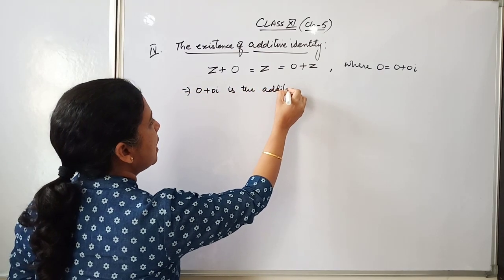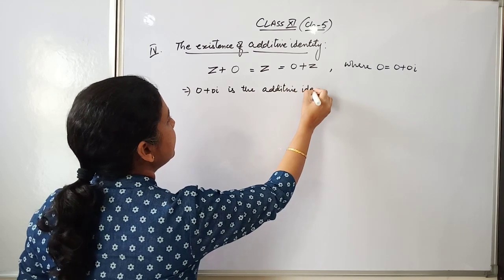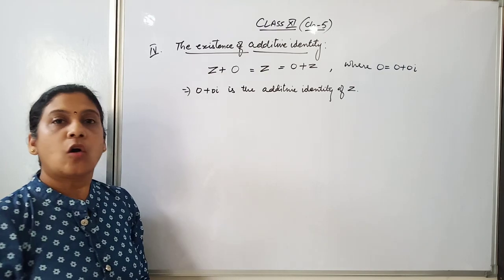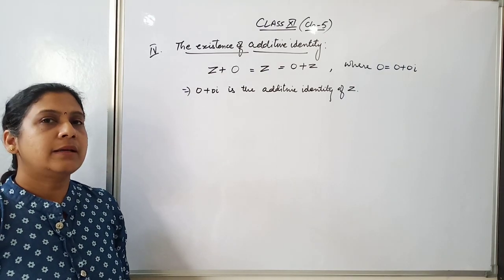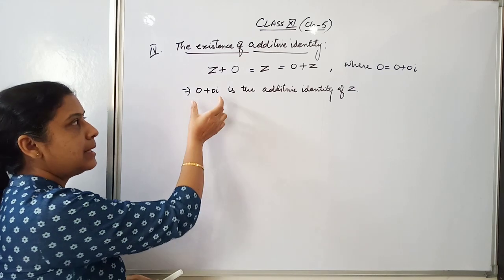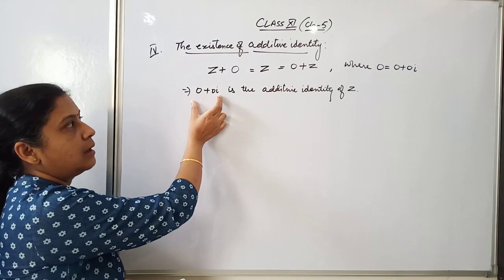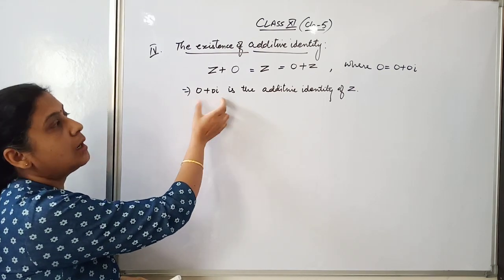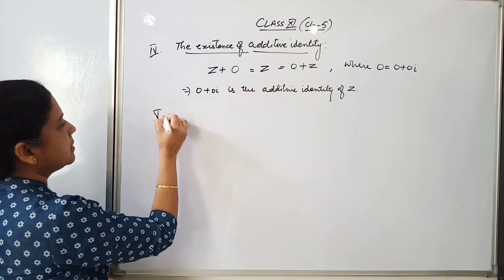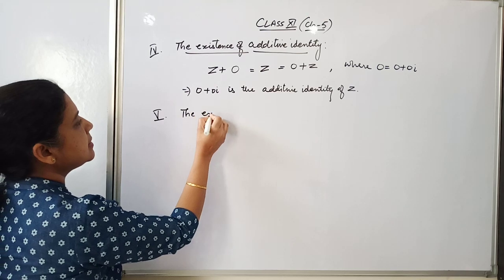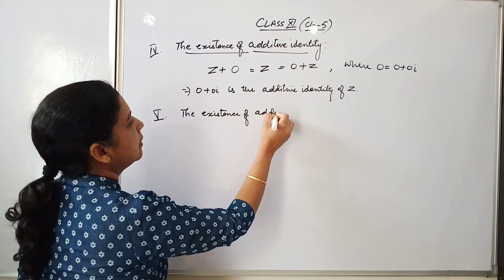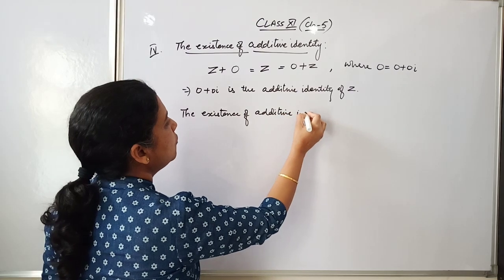You may get 1 mark questions for the additive identity. Find out the additive identity of Z. Maybe Z is 2 plus 3 iota or 4 minus 5 iota, anything. So you will be simply writing down 0 plus 0 iota. 0 plus 0 iota is the additive identity of Z. Next, the existence of additive inverse.